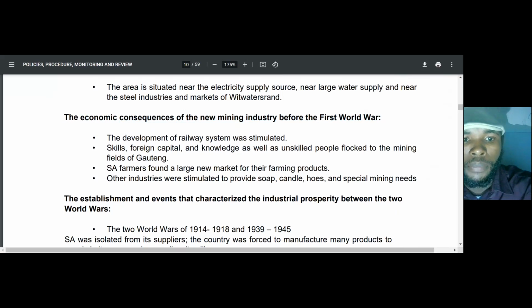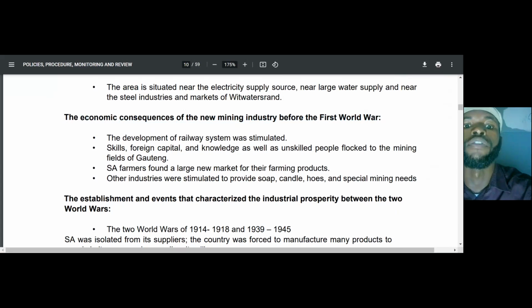South African farmers found a large new market for their farming products because most people tended to come to South Africa and decided to buy products found here. Other industries were also stimulated to provide soap, candles, hose, and special mining needs. Those are the economic consequences of the new mining industry before the First World War.